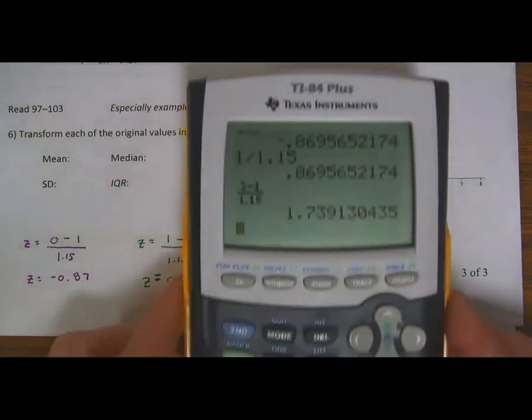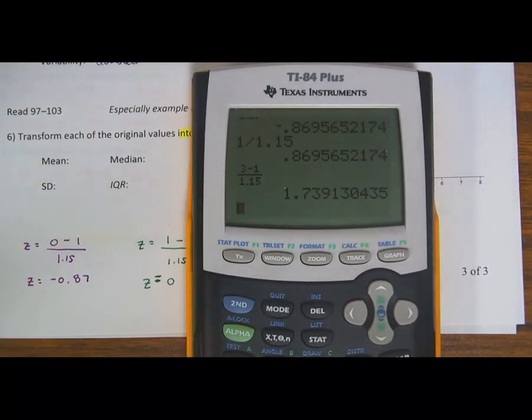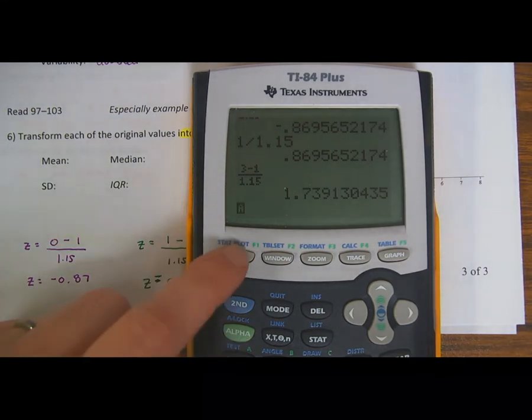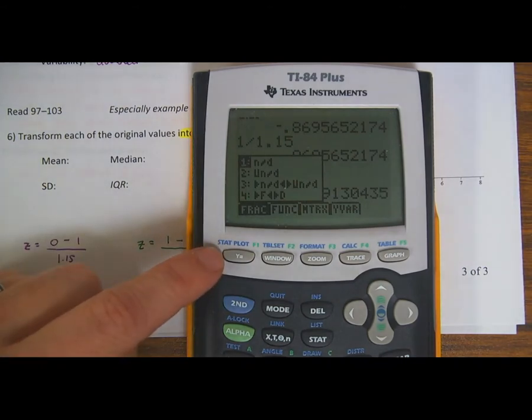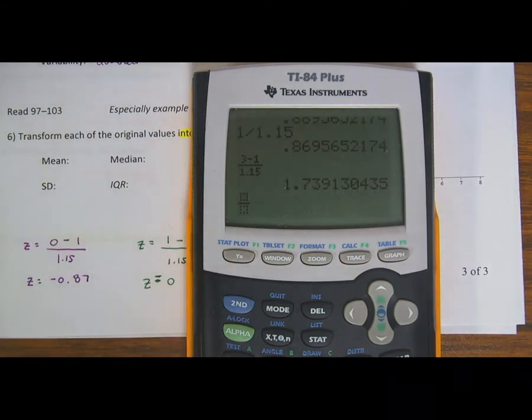Sure. Absolutely. So to get this fraction template so that you don't have to worry about parentheses and order of operations, hit alpha y equals. That's the green button, and then y equals. Enter, and you've got your fraction template. Great question.